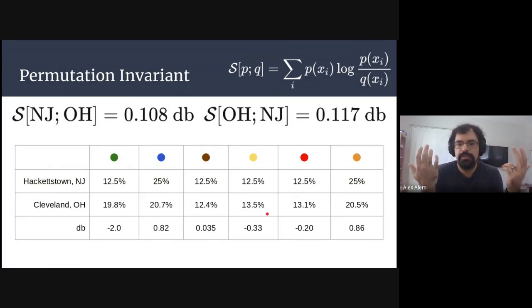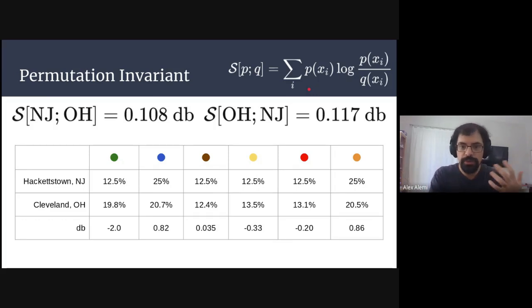Because we're talking about updates of belief, it shouldn't matter the order in which I place the states of the belief. It should be independent of that. And our formula for KL is manifestly permutation invariant because it's a sum. If I permute every term in the sum the same way, I get the same total.